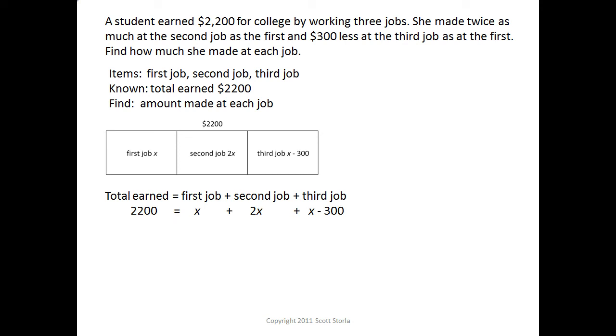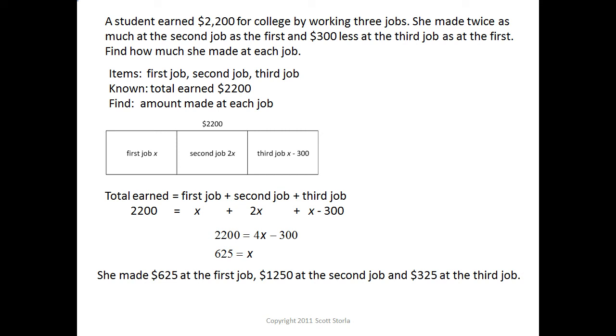We can now solve our algebraic equation and find that the first job paid $625. The second job, which was twice as much, would be 2 times $625, and the third job, which was 300 less, would be $300 subtracted from $625. If we add up our 3 amounts, we should get our 2,200, and we do.